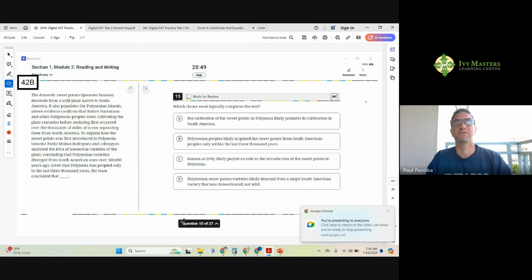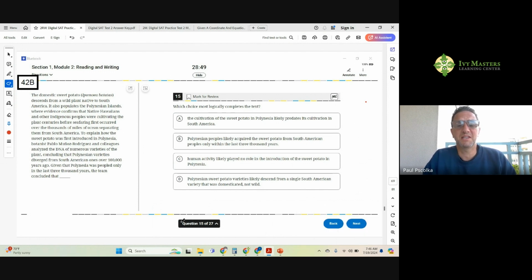And today we're going to look at the 15th question from Digital SAT Test 2, Module 2B. This is from the harder set of reading and writing questions. Number 15 reads, which choice most logically completes the text?